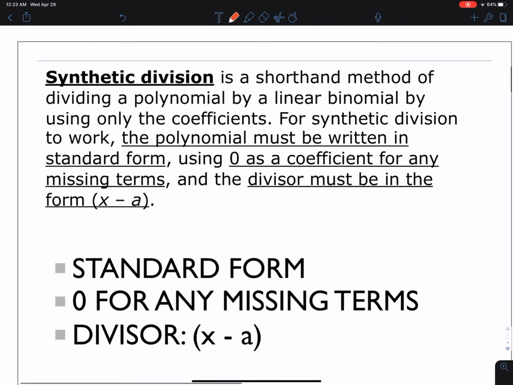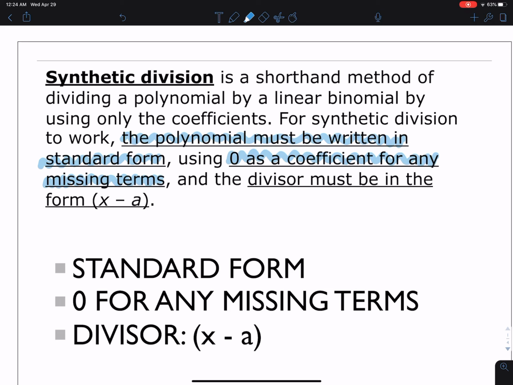So it's a shorthand method of dividing a polynomial by a linear binomial using only coefficients. For synthetic division to work, the polynomial must be written in standard form, using 0 as a coefficient for any missing term. I talked about this in long division as well. If you do not have zeros, you will not have the correct coefficients of your quotient.